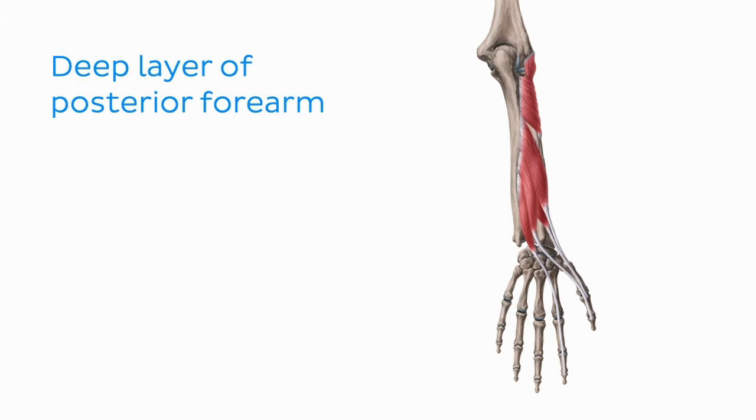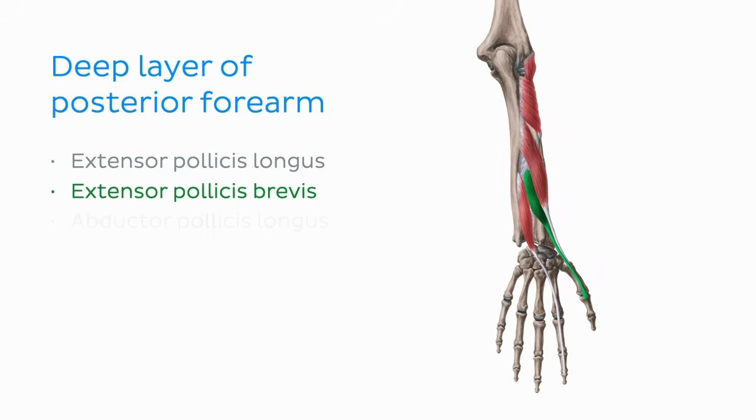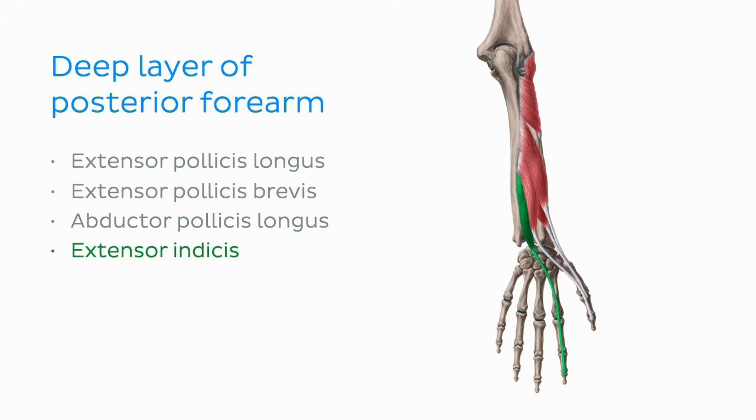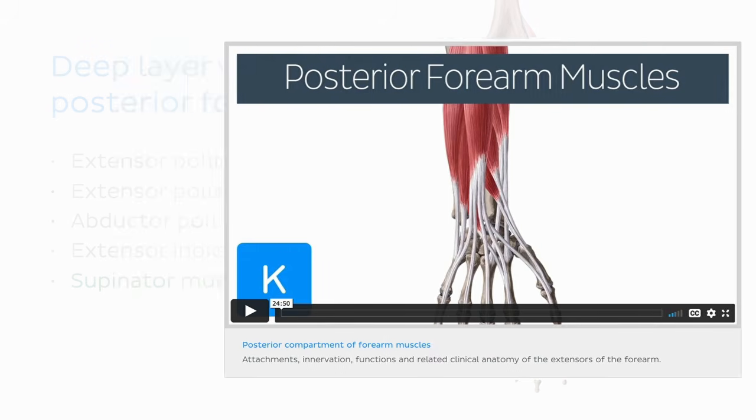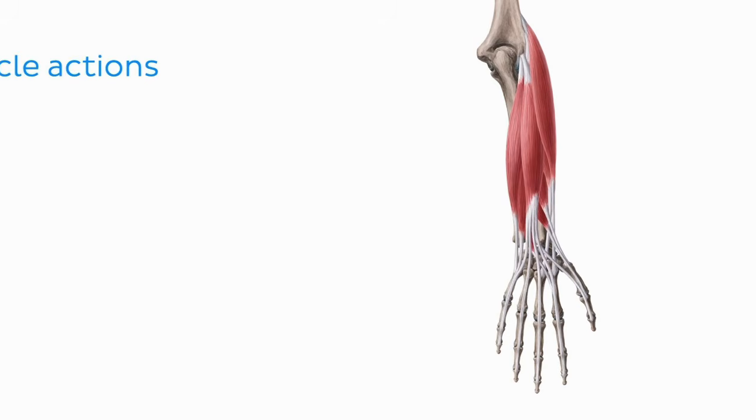Generally, these muscles are not considered main muscles of the upper limb as they are smaller and their actions are weaker, so we will only quickly run through them. There are 6 muscles altogether: the extensor pollicis longus muscle, and brevis, the abductor pollicis longus, the extensor indicis, and the supinator muscle, which is the deepest muscle of the posterior forearm. If you want to find out more about the muscles of the posterior forearm, we have a whole video dedicated to them.